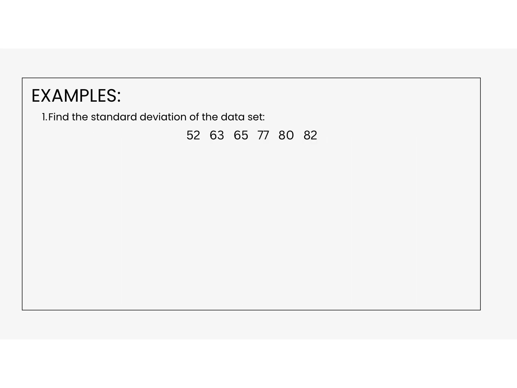All right, so we have a data set of 6 numbers here. We are going to find the standard deviation. So you do need a graphing calculator for this. So you're going to click the stat button, which is directly to the left of your arrows, and then hit edit, the first one. And in list 1, you're going to type in those values. So you're going to hit 52, enter, 63, 65, 77, 80, 82.